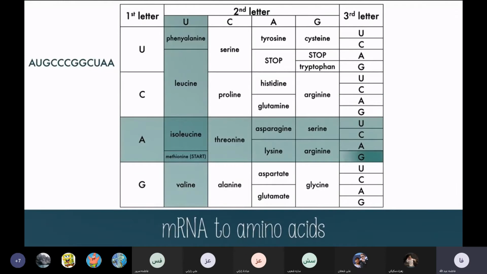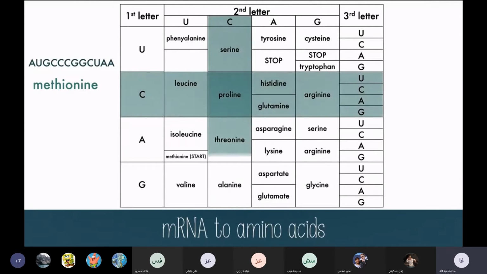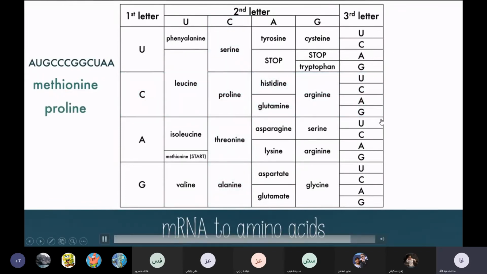And the third letter is G, which means that this is methionine, which is the starting amino acid. Next is CCC, which is the second row, second column, and second row on the right. But we don't even have to look at the third letter in this case, because every third letter will bring the same amino acid, proline.